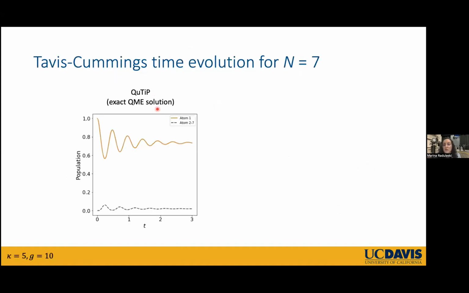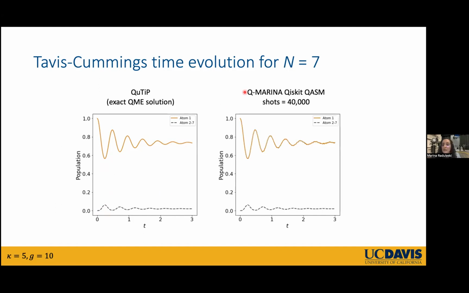So here's an exact solution using the quantum master equation for 7 atoms in a cavity. Here's our first atom that has the Rabi oscillations, and these are all atoms from 2nd to 7th. They look the same. They have the same dependence. They have Rabi oscillations in the opposite phase. And we simulate our algorithm with 40,000 shots in the Qiskit Aer environment. What we see is that we have matching oscillations and matching intensities. We can also see that there is some noise, which occurs because we have a limited number of shots.